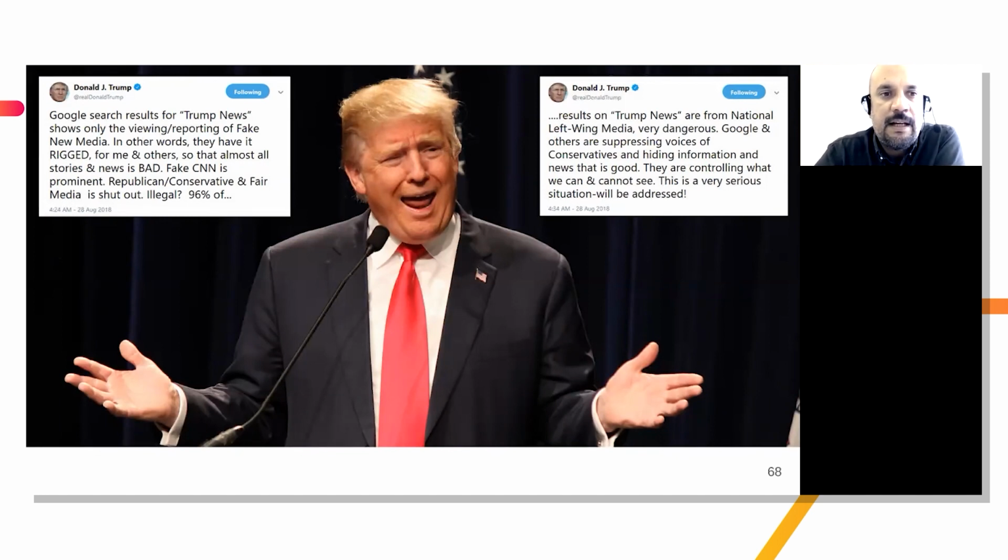And here we have Donald Trump in 2018, and he was saying, well, if you search for Trump news in Google, you will see how biased Google is, because they only show, let's say, progressive media, and they don't show any conservative media. So his claim was that Google was biased against him, right? Or even against conservatives. However, I think what's very interesting about this claim is that it's very difficult to disprove.